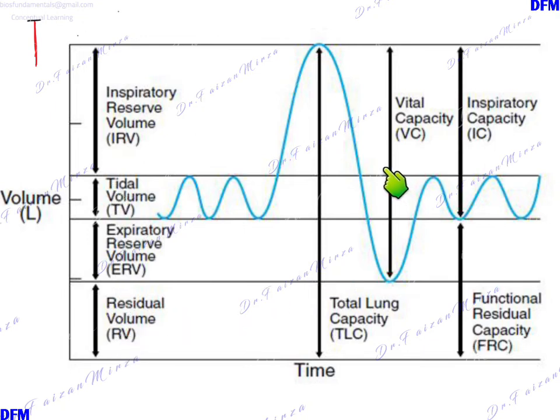According to the mathematical manipulation that I have just mentioned, total lung capacity is this region. You can calculate it from the graph as well. Vital capacity can also be calculated using the graph by adding these three values, either by mathematical manipulation as already discussed or by measuring from the graph of spirogram. Inspiratory capacity is IRV plus TV, again can be calculated either way from the graph or from mathematical manipulation, and functional residual capacity also can be calculated in both ways.